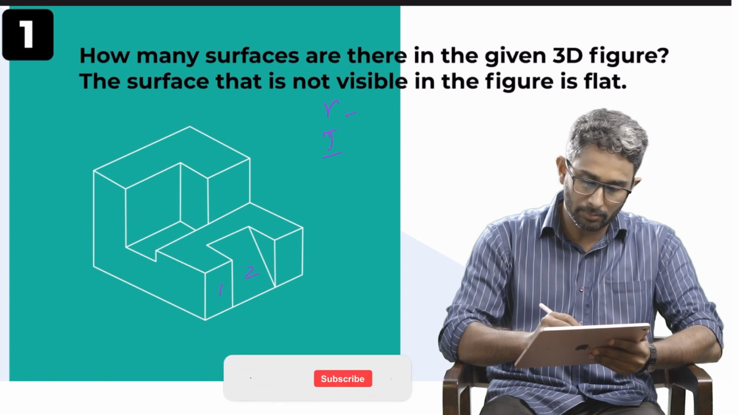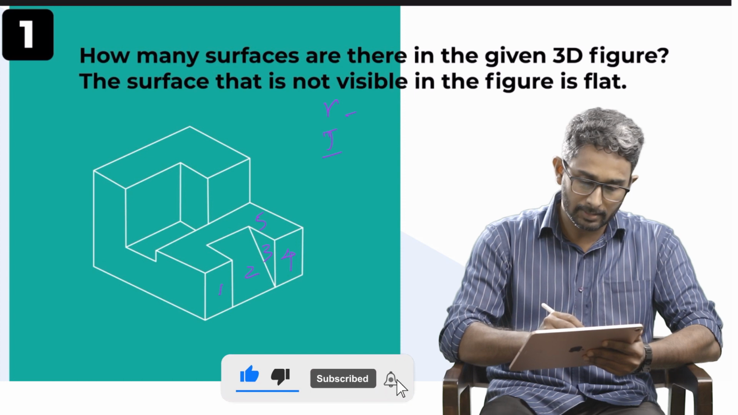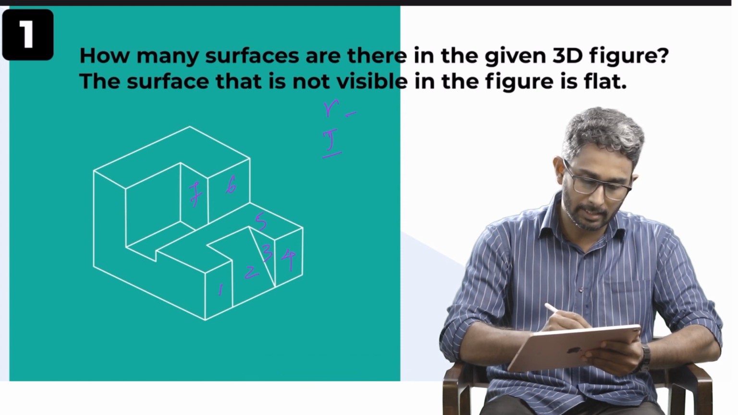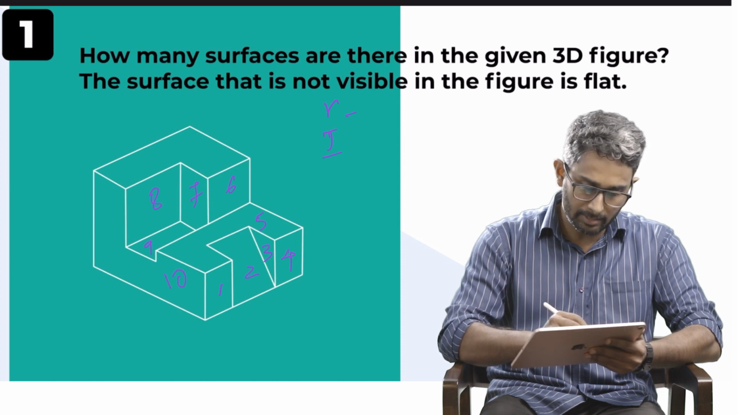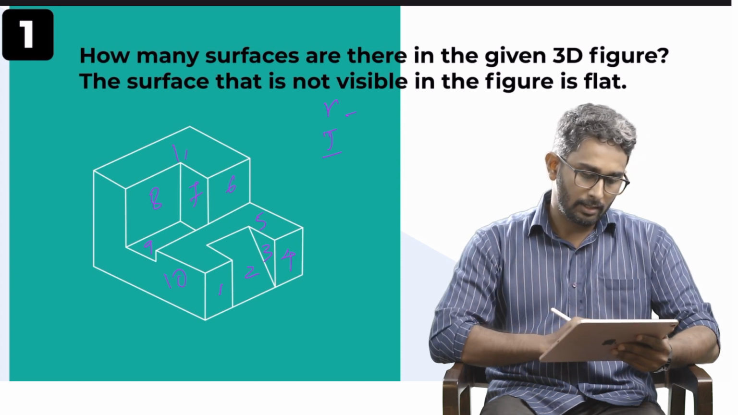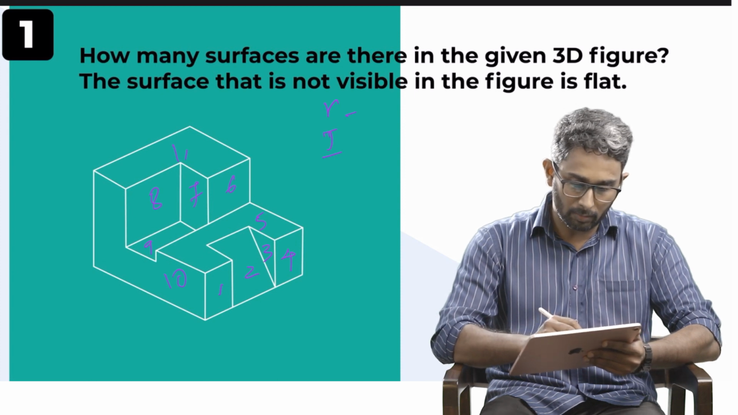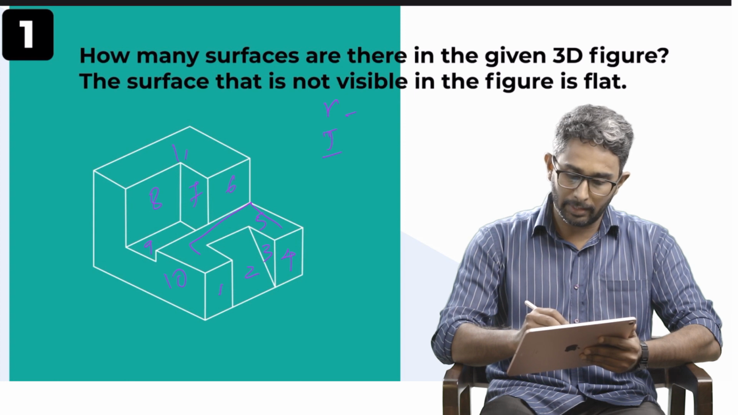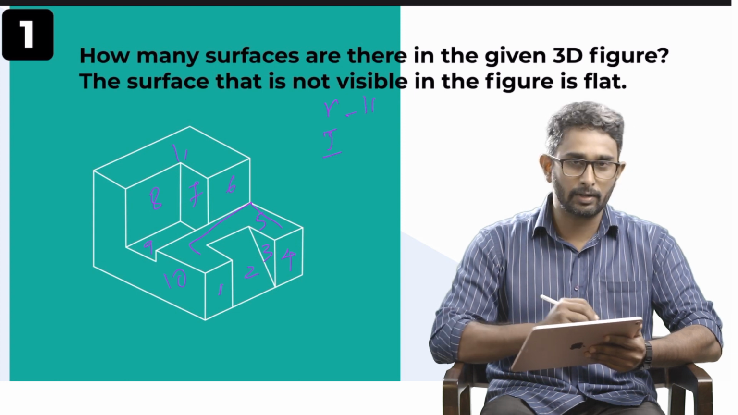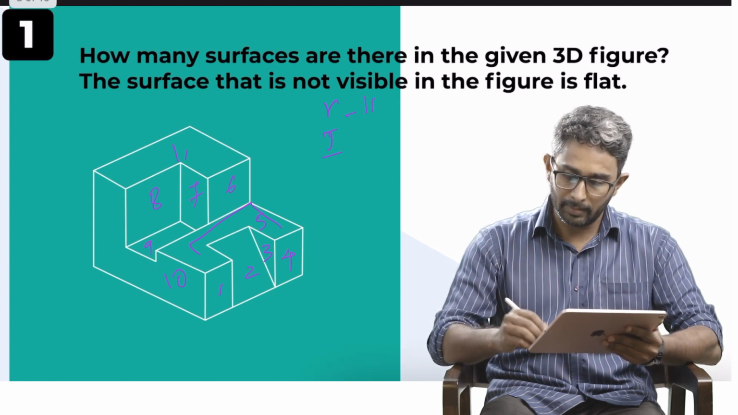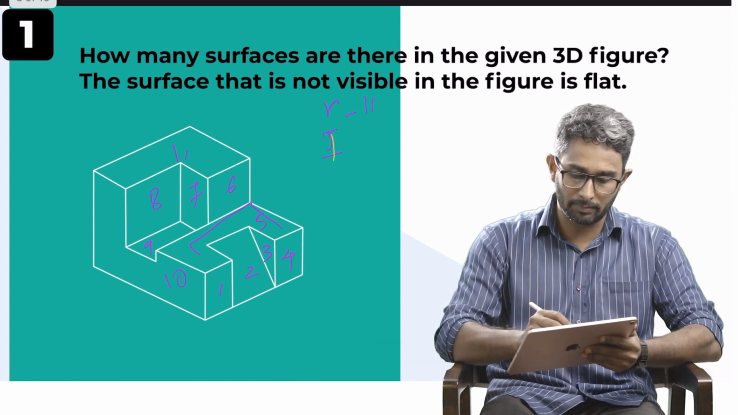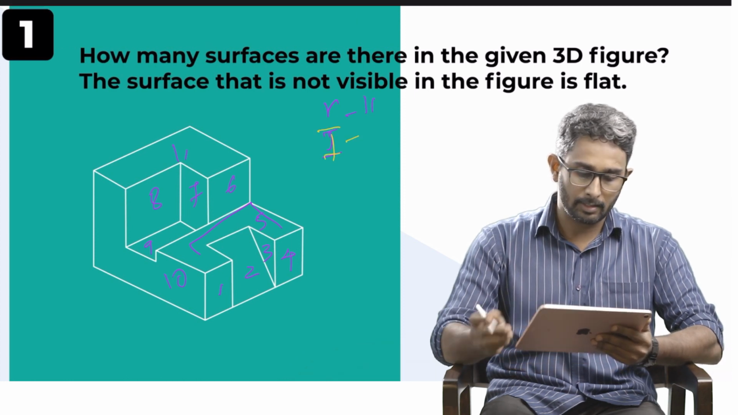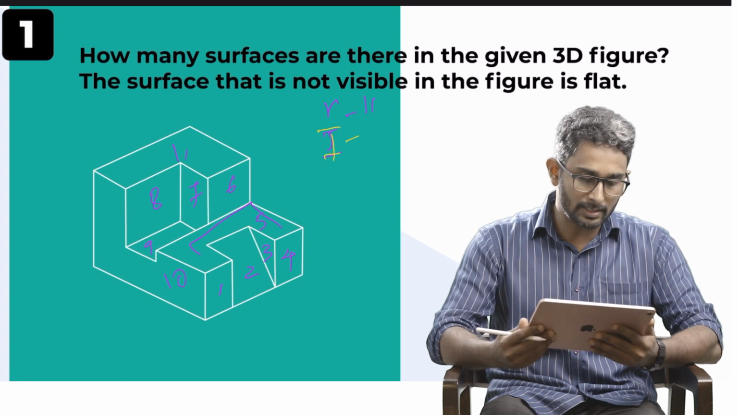1, 2, 3, 4, 5, 6, 7, 8, 9, 10, 11. Okay, I think I can see almost 11 surfaces in this 3D figure that are visible to our eyes. Okay, next I am moving on to the invisible surfaces. Let's check out how many invisible surfaces we can find.